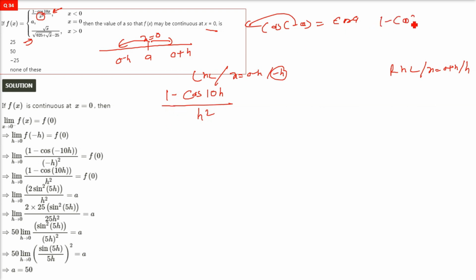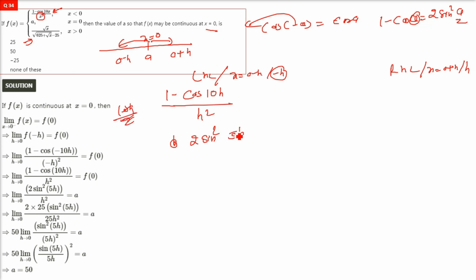See, 1 minus cos theta is 2 sin square theta by 2 in every sense. So whatever theta is there, just divide it by 2. And 2 sin square, that is theta by 2. So 2 sin square 10h divided by 2 is 5h. So 2 sin square 5h it will be.